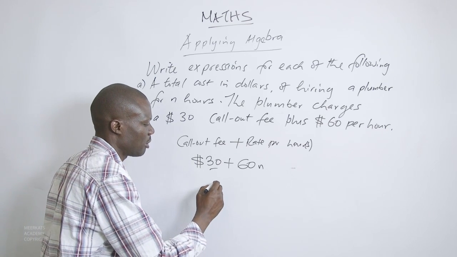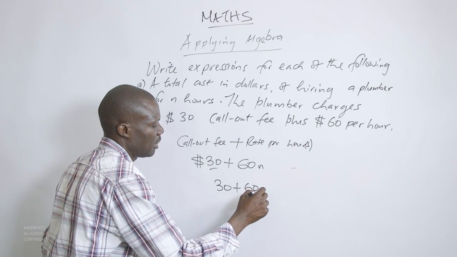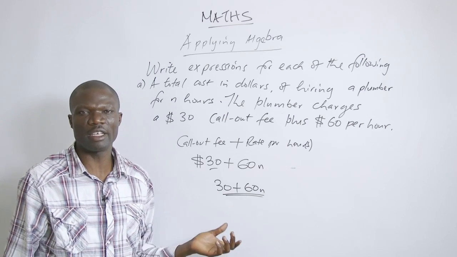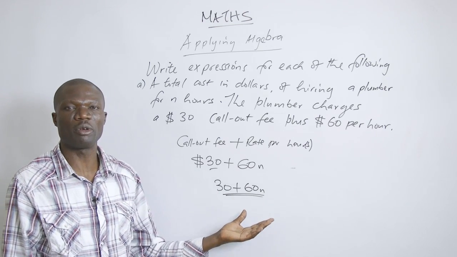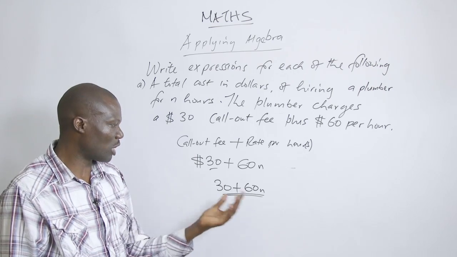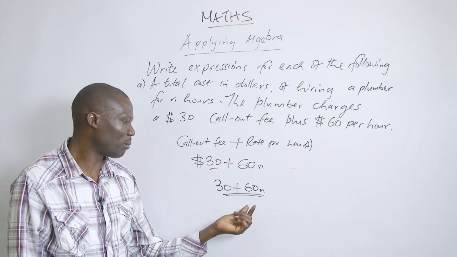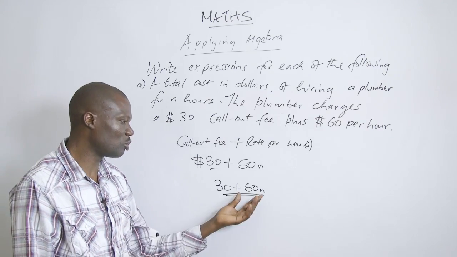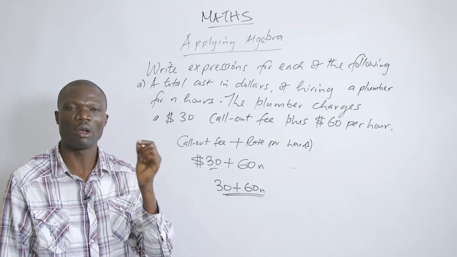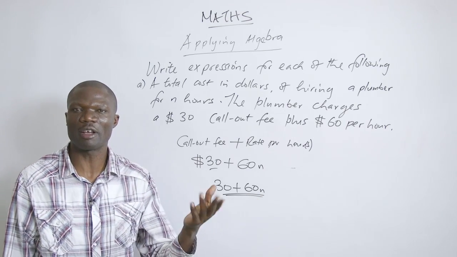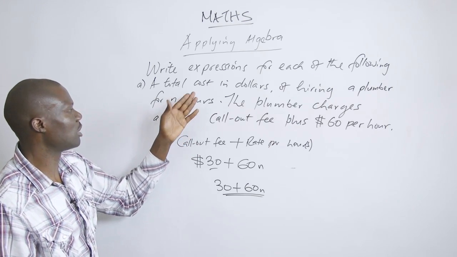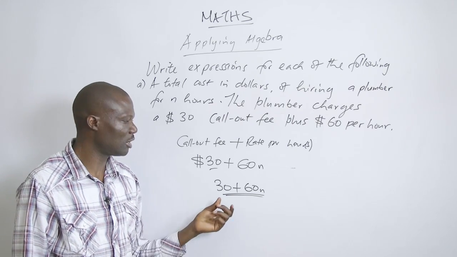So our final expression becomes 30 plus 60n, and this one will be able to calculate at any given time the number of hours worked. The plumber will be easily paid because it is already given as an expression. Like if he works for 1 hour, it will be 60 times 1 plus 30, which is $90. If he works for 2 hours, it will be 60 multiplied by 2, which is 120, plus 30 gives us $150. So you'll find that n is a variable and it will keep on changing depending on the circumstances. So the expression to complete this particular question is 30 plus 60n.